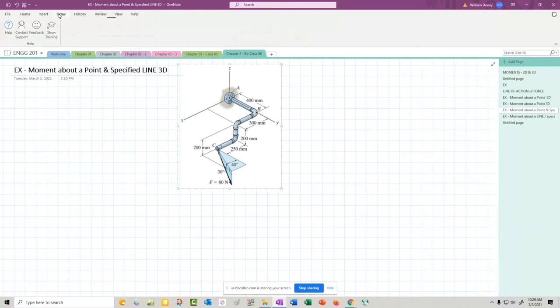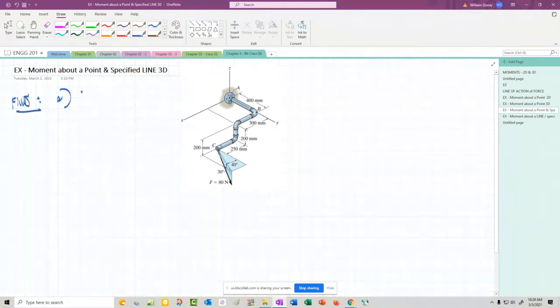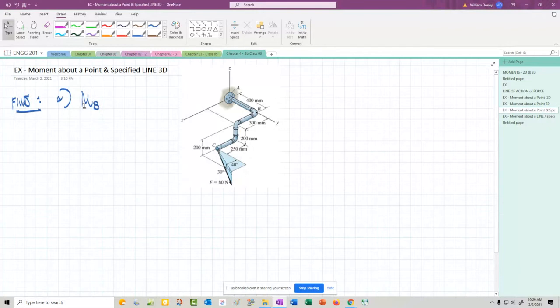So let's start out by finding, well, we're given what we're given. Let's find a moment about point B, and then we're going to go back and find a moment about the Y axis. Okay, moment about B, B is up here, right at that corner.